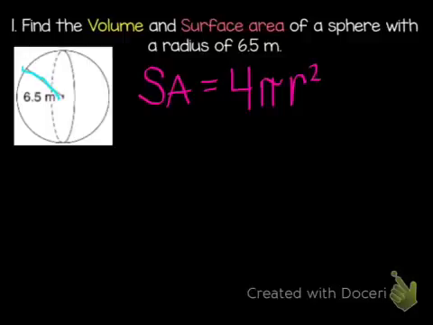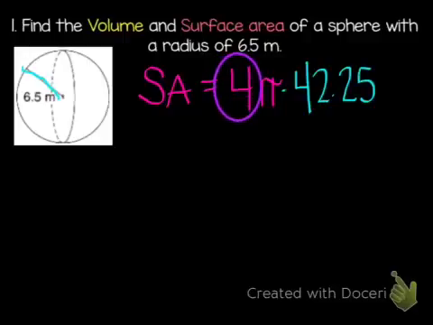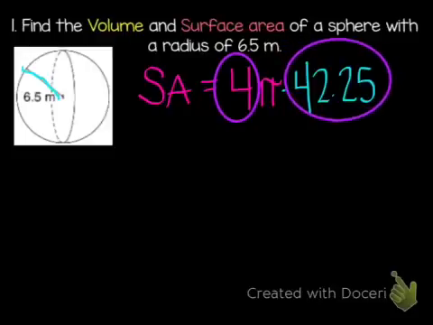And our radius for this example, we're going to go ahead and use that same radius as before, which was 6.5 meters. So 6.5 squared means 6.5 times 6.5. And when we multiply that out, we get a total of 42.25. So this is times 42.25.